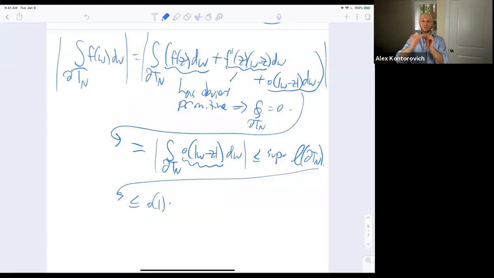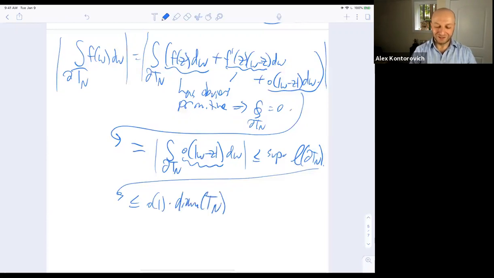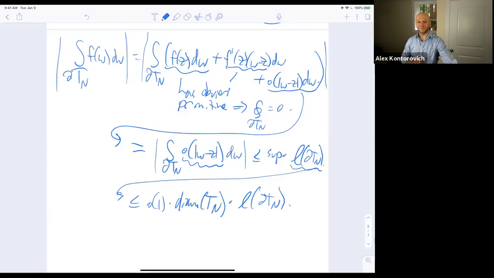How far is w from z? Rishab? The diameter. Diameter, perfect. It's the diameter of Tn. So it's something that goes to 0 faster than the diameter of Tn. And what is the length of Tn? Well, it's the length times the length of the boundary of Tn. Does that make sense?